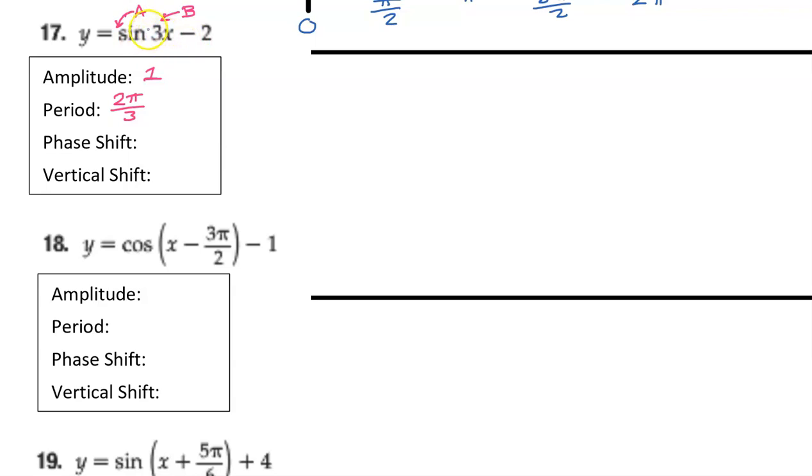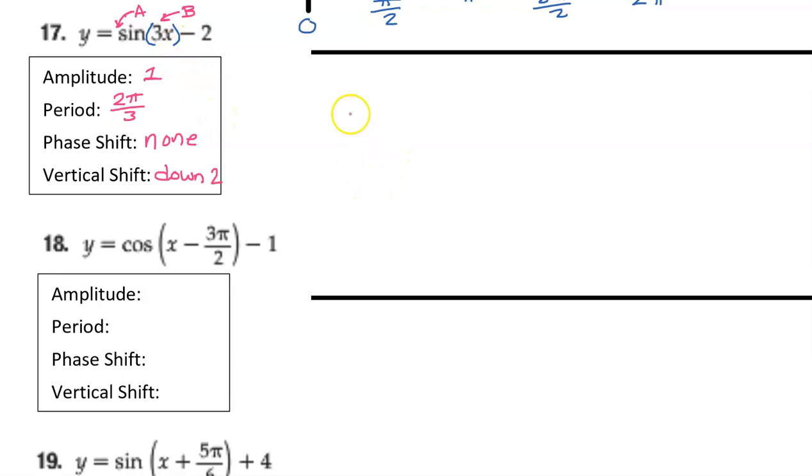In other words, this is simply the sine of 3x. The minus 2 is outside of the function. So that's going to come up in a moment as the vertical shift. So this minus 2 is the reason why the vertical shift is down 2. But there is no phase shift, so we will just put none. Because inside of the parentheses, there's nothing that's being added or subtracted with the x.